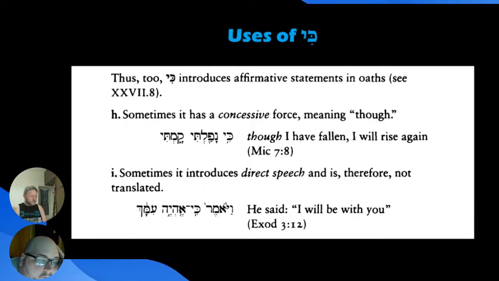So H, sometimes it has a concessive force, meaning though. Ki nafalti kamti. Though I have fallen, I will rise. This is also Psalm 23. Gam ki elech begeh tzalmavet. Even though I walk the valley of the shadow, this gam ki, even though. Sometimes it introduces direct speech and is therefore not translated. Vayomer ki ehyeh imach. He said, I will be with you.